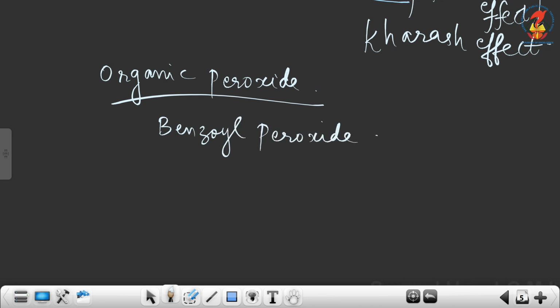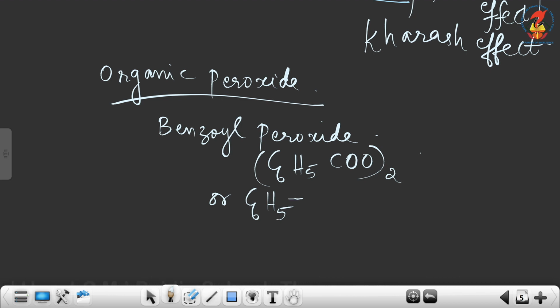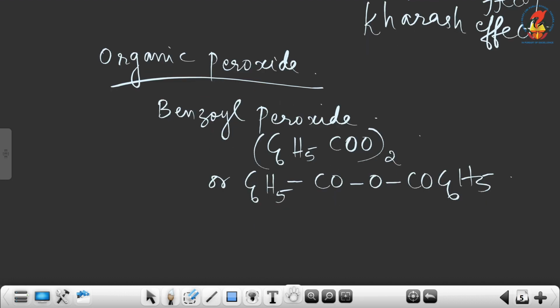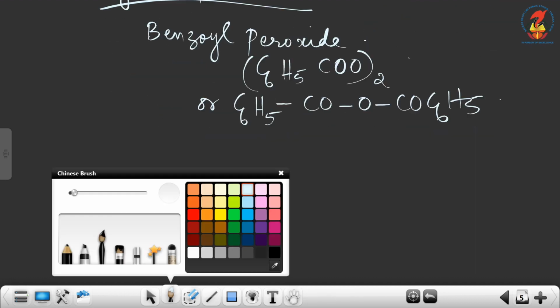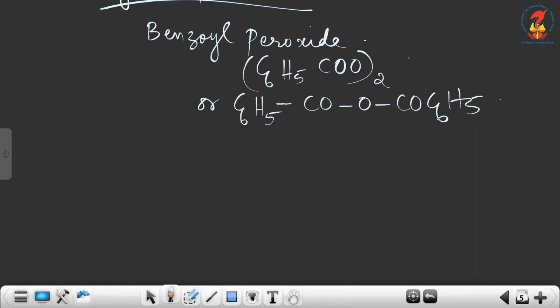So, the formula is C6H5COO twice, or you can write it as C6H5COO C6H5. This is benzoyl peroxide. Okay, so usually these organic peroxides are taken for Anti-Markovnikov's rule. Now, let's write an example.